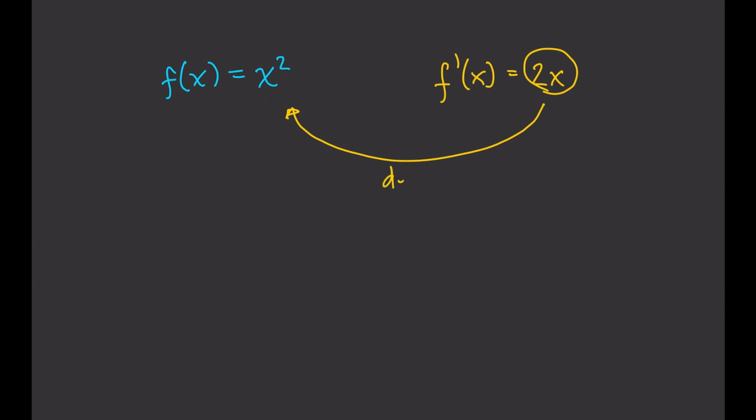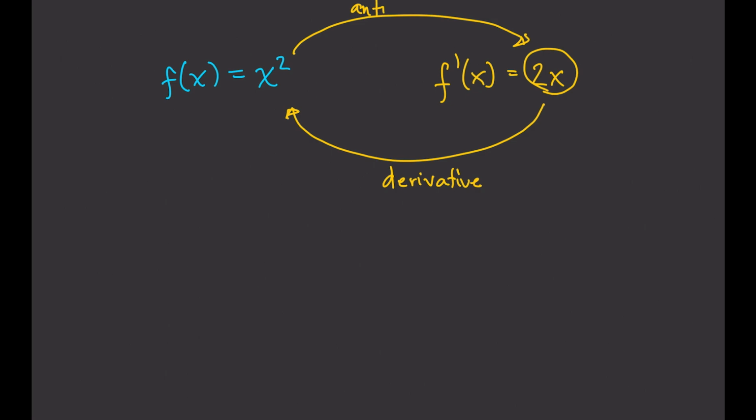Let's say, for example, that we have a function f of x equal to x squared. What is the derivative of that function? Very simple. The derivative will be f prime of x equals 2x. So 2x is the derivative of x squared. But what do you call x squared? X squared is called the antiderivative of 2x.